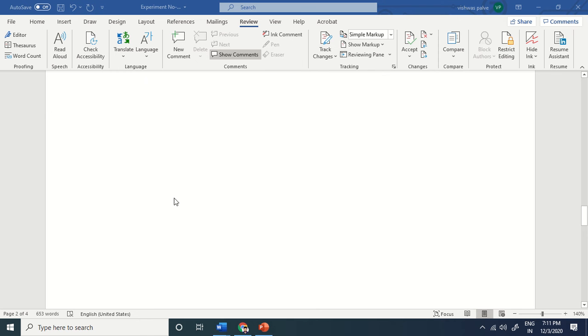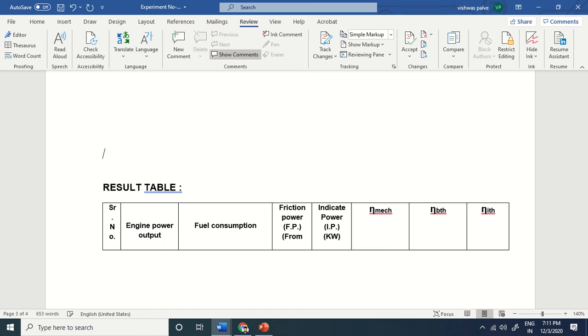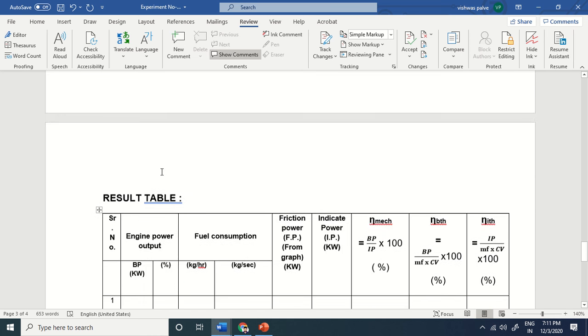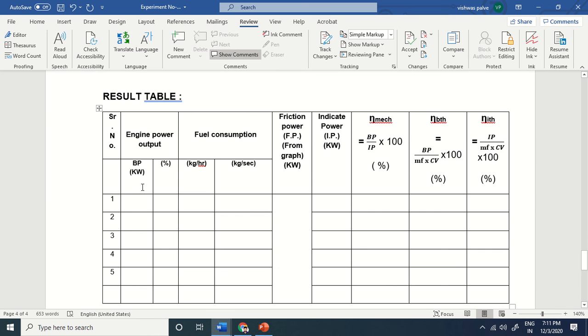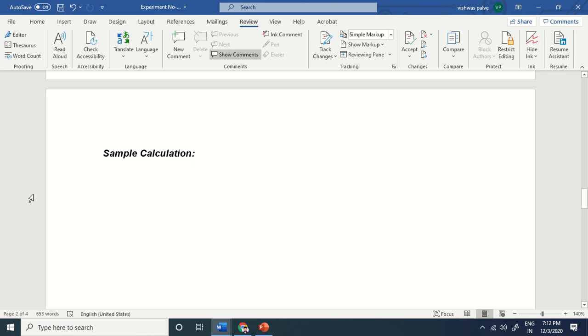So first thing we have to calculate. Now if I cover this result table, the first column is brake power. Let us calculate brake power, percentage load, then fuel consumption in kg per hour and kg per second. Then with the help of engine power and fuel consumption we'll draw a graph, and from the graph itself we are going to calculate the frictional power. After getting the frictional power, we'll calculate indicated power, mechanical efficiency, brake thermal efficiency and indicated thermal efficiency. So first let us start with brake power.